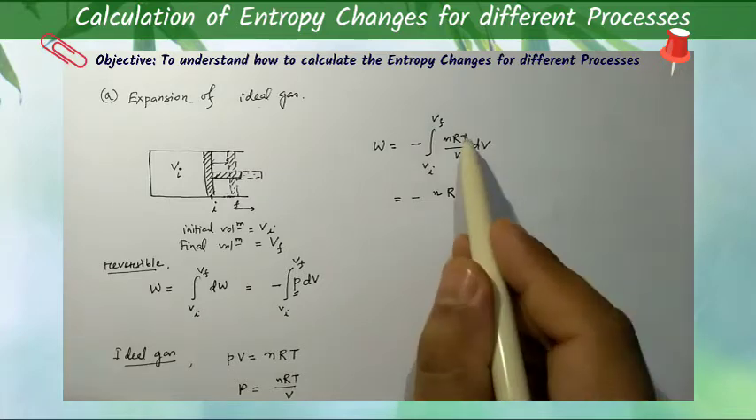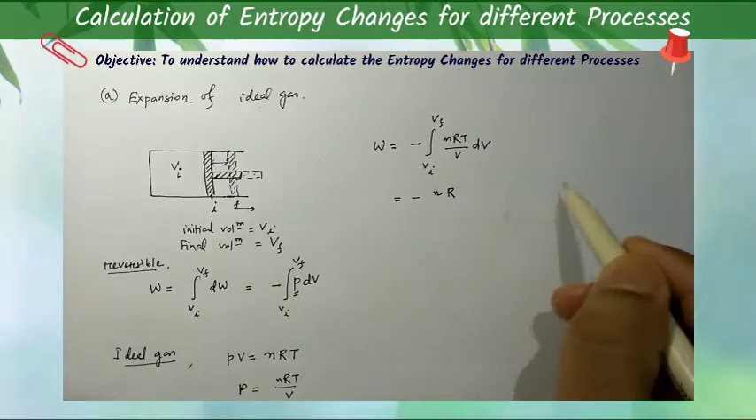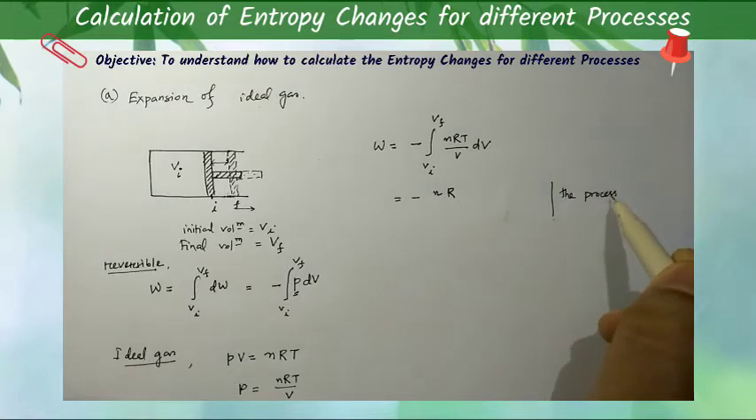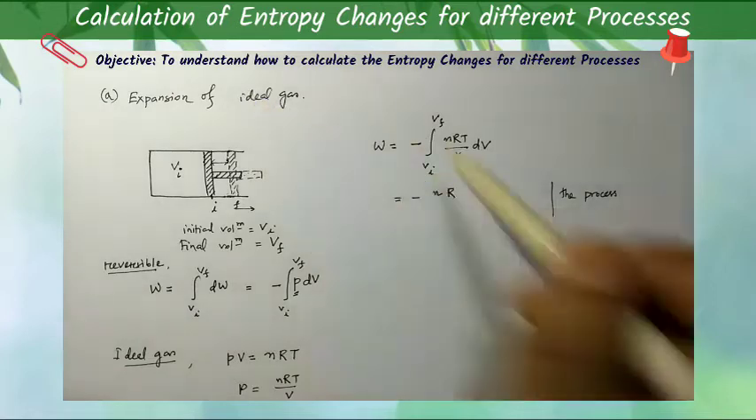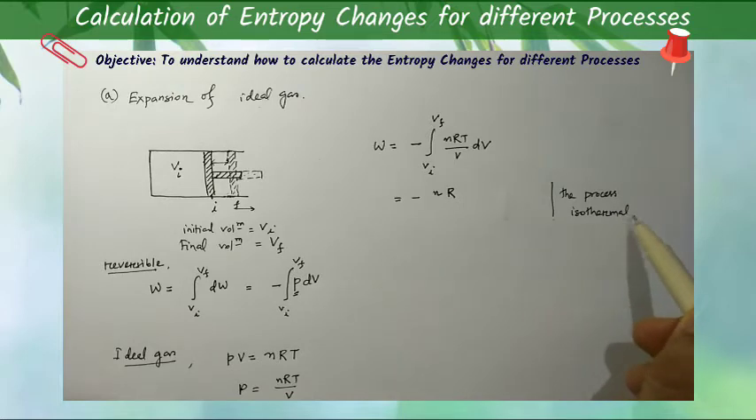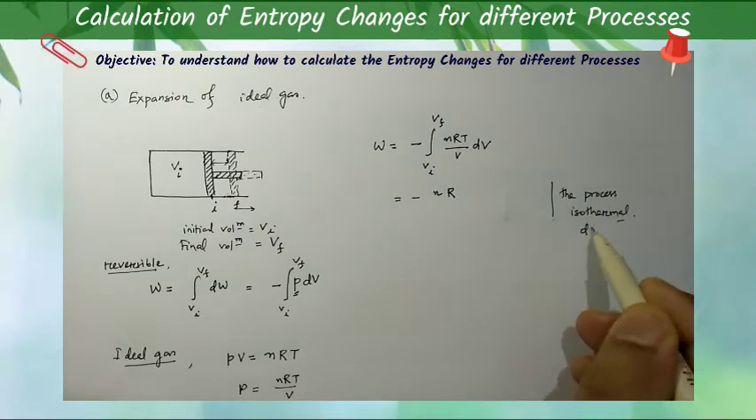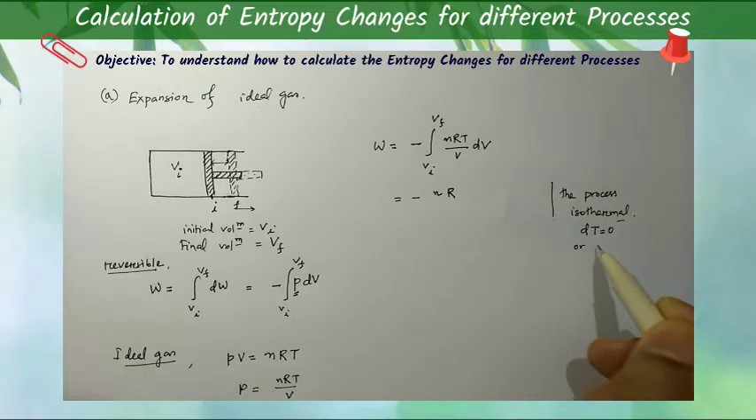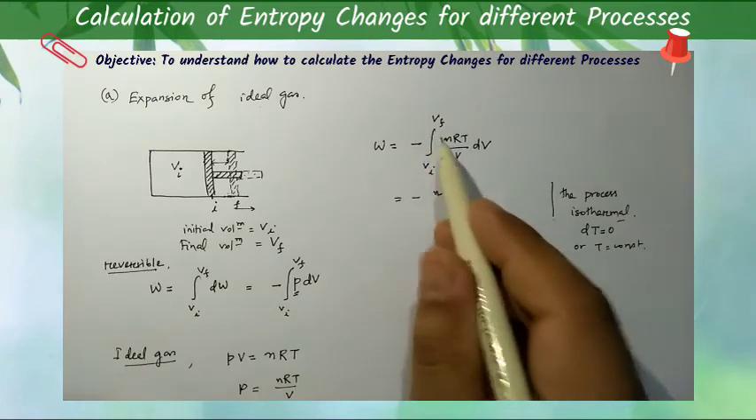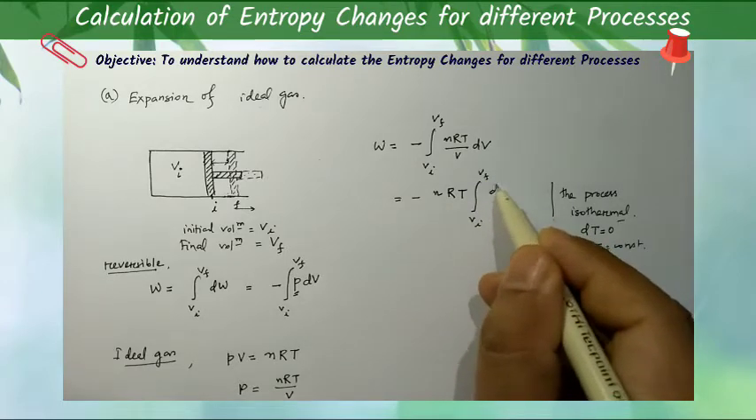The thing is that here T, capital T, we consider this expansion process as an isothermal process. If the process is isothermal, then temperature is constant, because in an isothermal process dT is equal to 0, or we can say T is a constant. So we can write T outside the integration. From Vi to Vf, what remains is only dV by V.